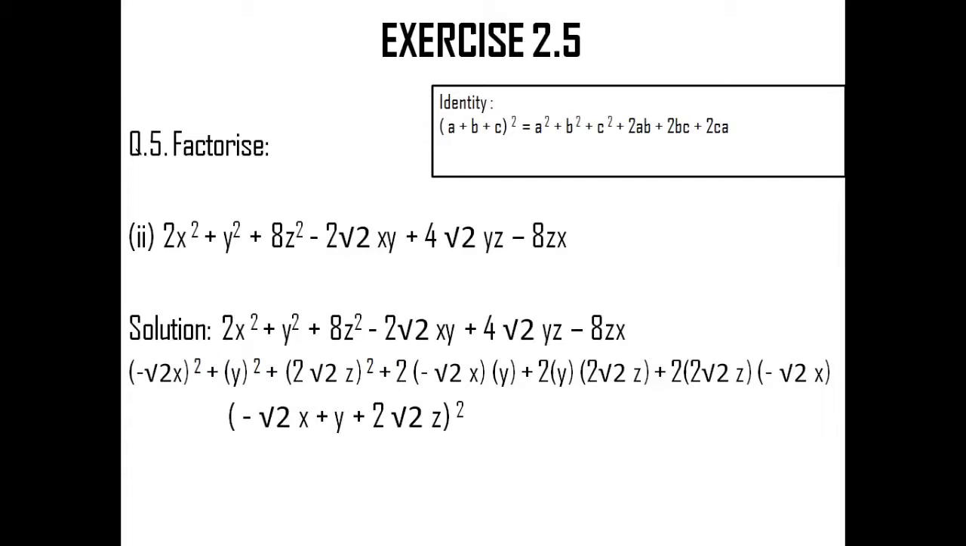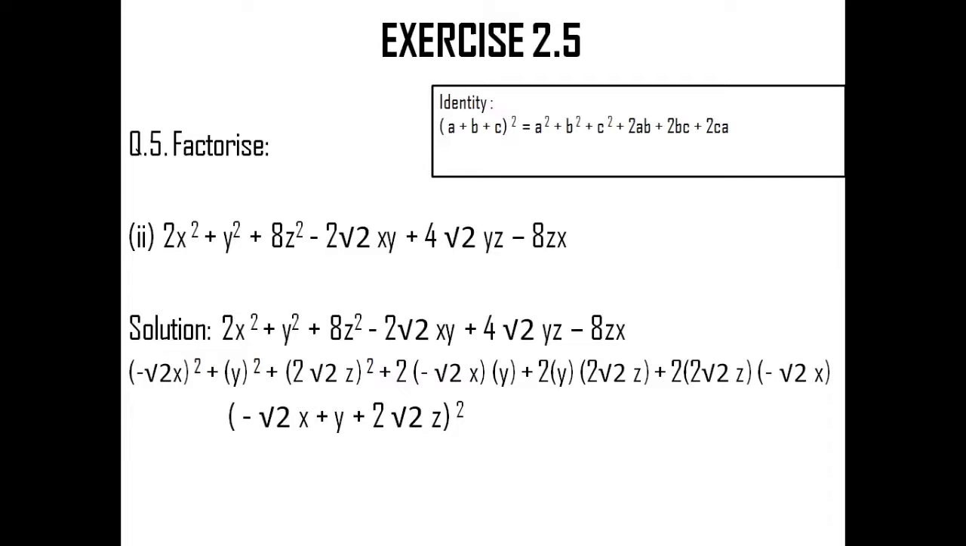Hence, the answer will be a plus b plus c the whole square. That is, a will be replaced by minus root 2x, b will be replaced by y, and c will be replaced by 2 root 2z. So the final answer is minus root 2x plus y plus 2 root 2z the whole square. I hope you all understood the solution for this second question. So question number 4 and question number 5, which we have discussed as of now, resemble the same identity, that is a plus b plus c the whole square.